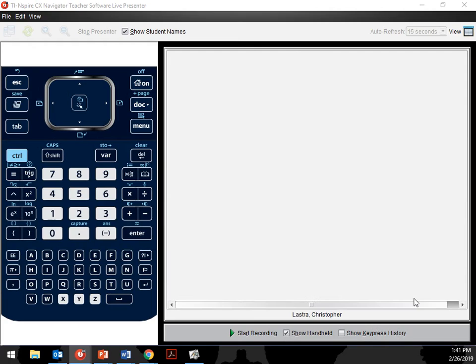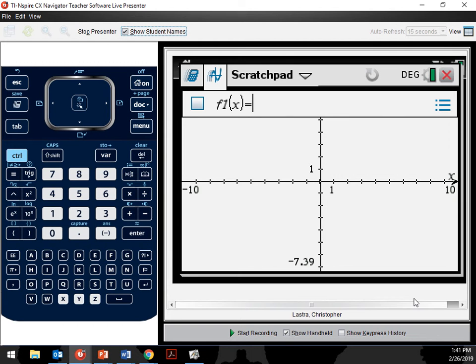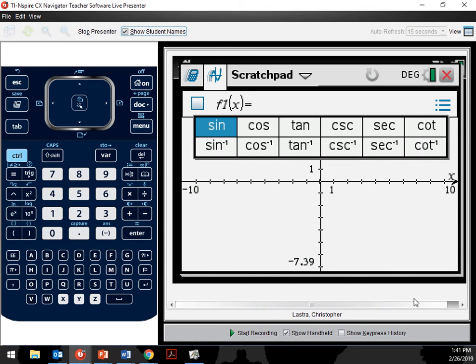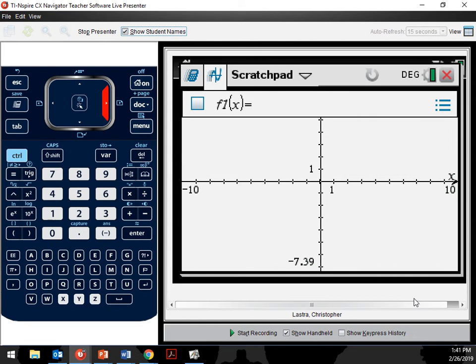Let me make presenter. Now that's where you enter the function. Hit cotangent, x, and then degrees. Okay, so we're doing it from the notes. So you're plugging that in.